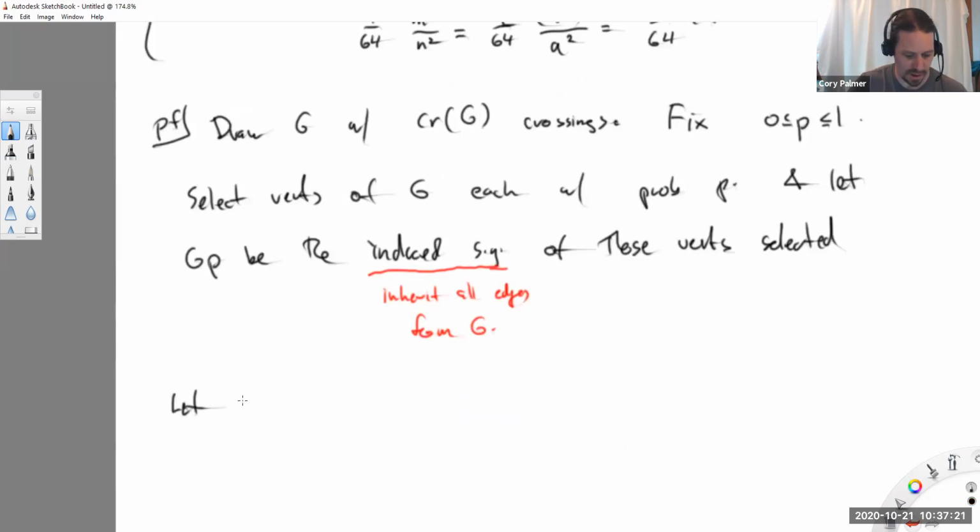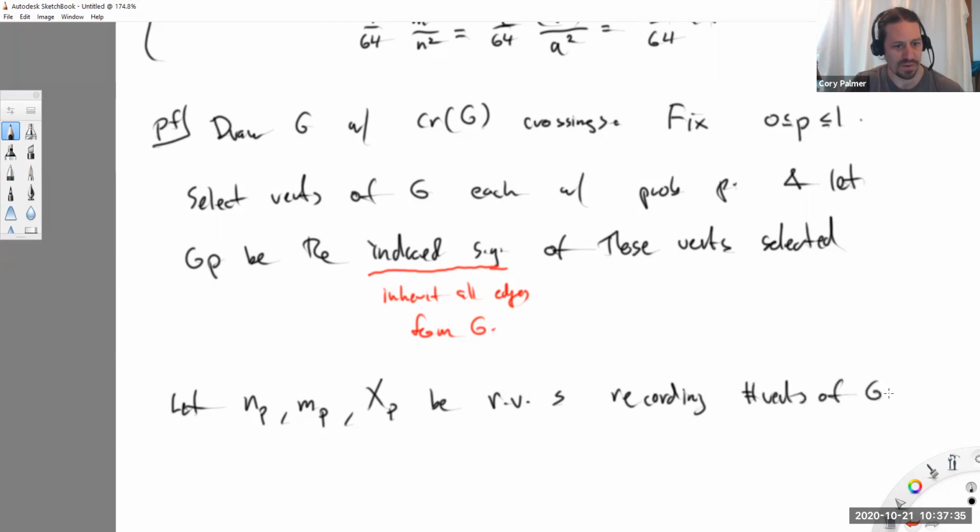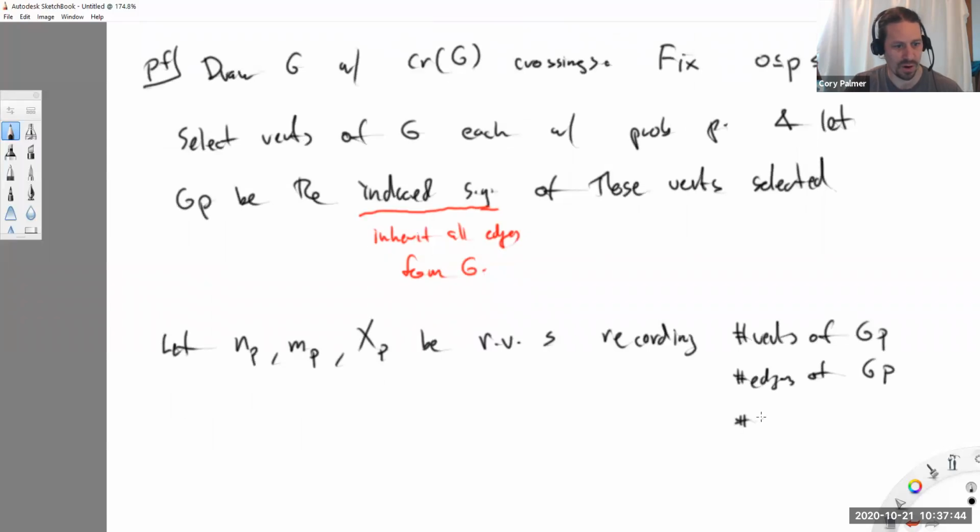Now that we have this very simple experiment, let's record a little bit of information. Let n_p, m_p, and x_p be the random variables recording the number of vertices of this randomly constructed graph, the number of edges, and the number of crossings of G_P. Let me emphasize something. The expectation of the number of vertices will be easy to compute, but that's the number of vertices we kept. If I do this procedure, I keep a certain number of vertices depending on how my coin flip turns up. I also keep a certain number of edges, and I'm also going to keep whatever crossings I get. I'm not going to change the drawing. I have my drawing and I randomly select vertices of it, and if some edges selected by this procedure have a crossing, I keep that crossing. Keep in mind, the crossing number of this thing may drop, but I want to keep the crossings that were actually there.